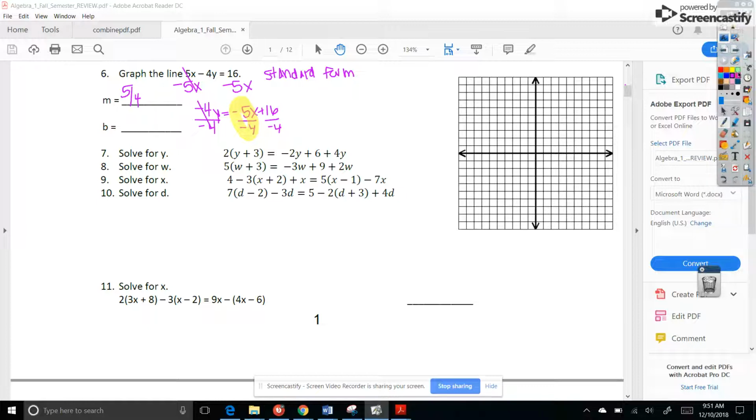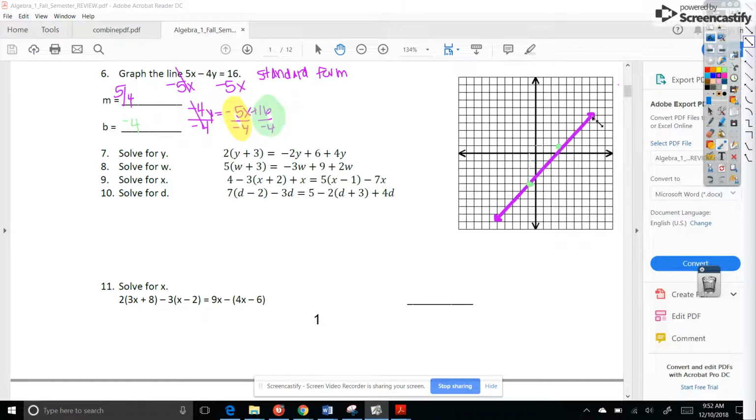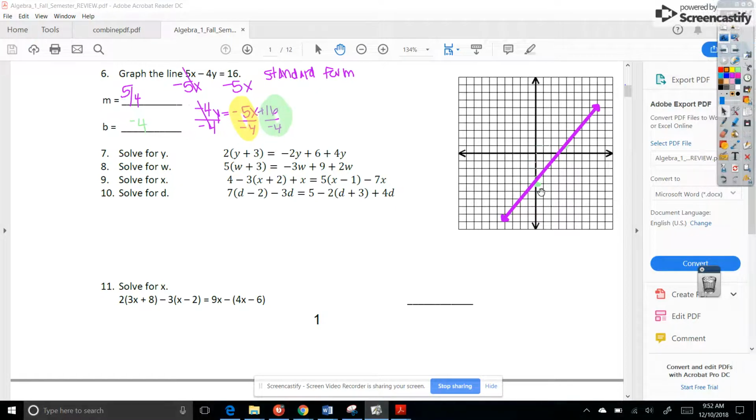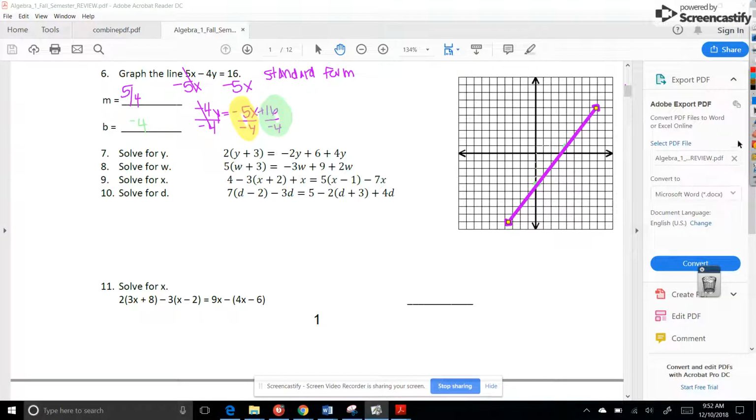And 16 divided by -4, let me switch colors. If I simplify that fraction, -16 divided by -4 is -4. So 1, 2, 3, 4. And I'm going up 5. 1, 2, 3, 4, 5 over 4. 1, 2, 3, 4. Okay, I'm going to cheat and connect it like this. All right, and there's my line.